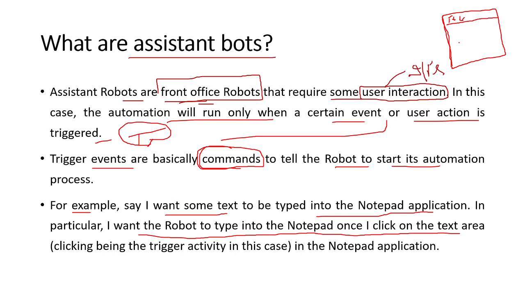What we are planning to automate is this: let us assume there is a Notepad application here, and when the user clicks on this text area, or presses the left mouse button on this typing area, then the robot should start typing the given text in the text area. If you need this kind of effect, then you have to handle the clicking event, or you have to use the click trigger activity in this case.